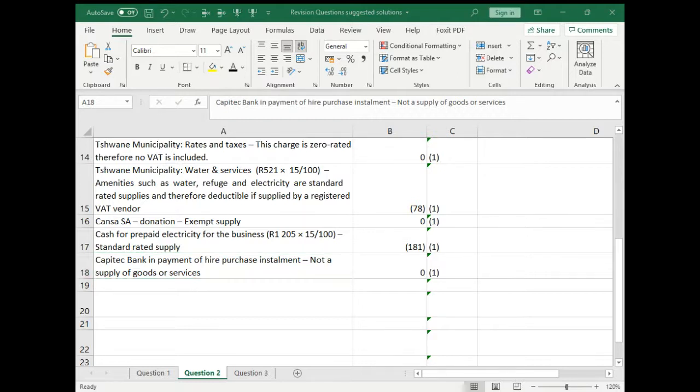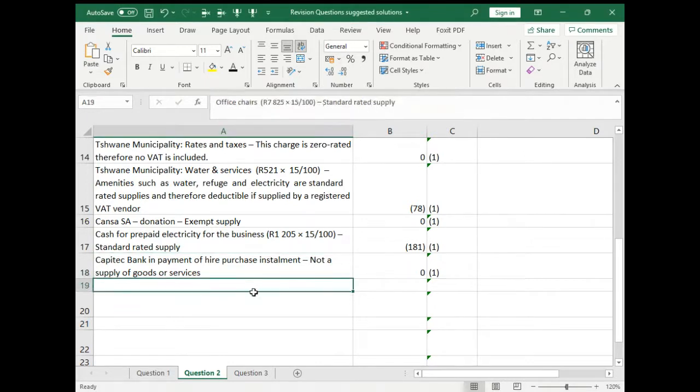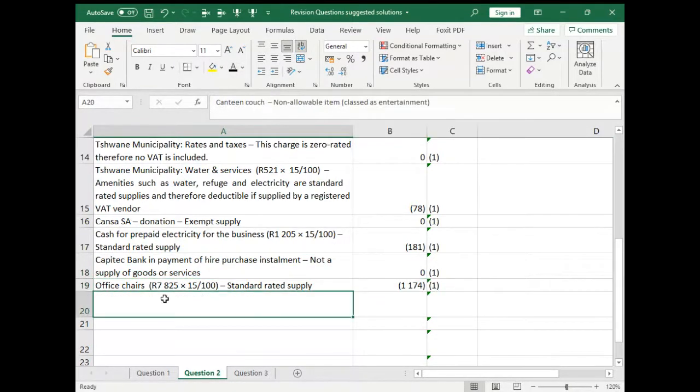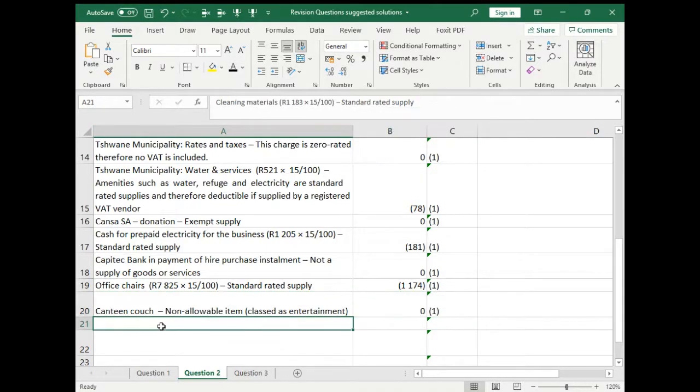Then the next item was office chairs and then the couch in the canteen. Now your office chairs, you are allowed to claim input VAT for because that is part of your business and carrying on your trade. Whereas the canteen couch is seen as entertainment and is a non-allowable deduction.